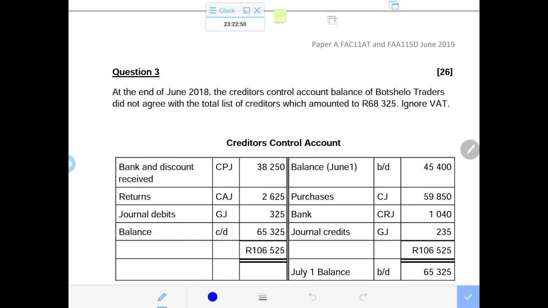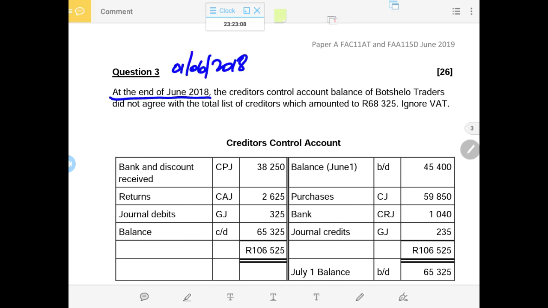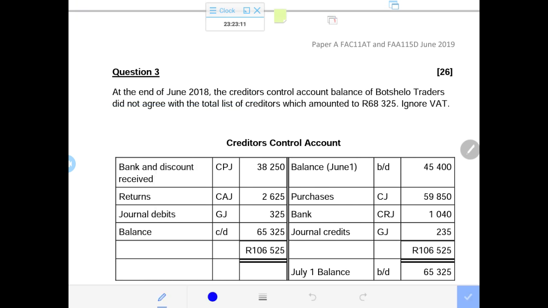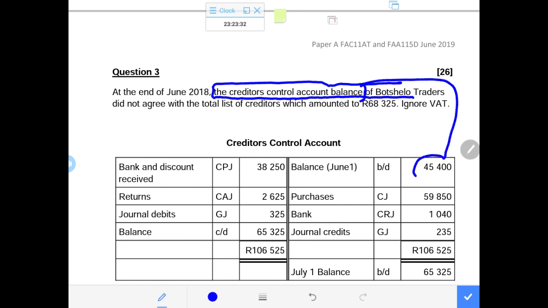Now let us read from the information provided in this Question 3. It says, at the end of the month of June 2018, and we know that if it's at the end, there must be a beginning of the month of June 2018. So there must be a start of that month. Then it further says that the creditors control account balance of Porcello Traders did not agree. Which creditors control account balance are they referring to? They are referring to this balance.